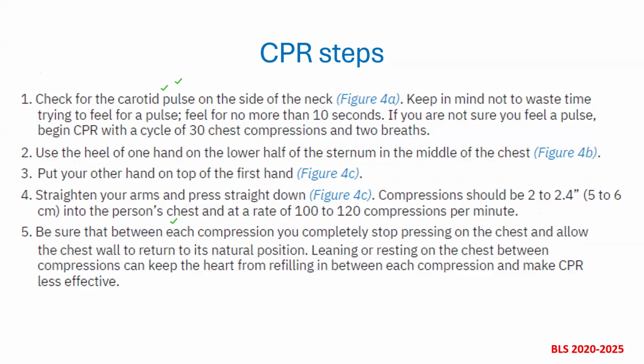Use the heel of one hand on the lower half of the sternum in the middle of the chest. Put your other hand on top of the first hand. Straighten your arms and press straight down. Compression should be 2 to 2.4 inches, that is 5 to 6 centimeters, into the person's chest, with a rate of 100 to 120 compressions per minute.